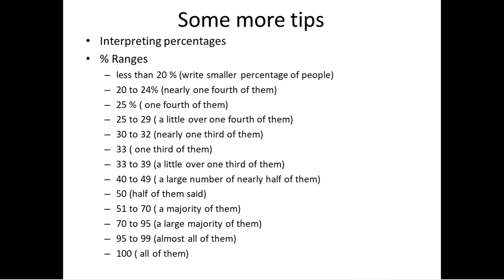If it is between 51 and 70, say a majority of them said. 70 to 79, a large majority of them said. 95 to 99, say almost all of them. If it is 100%, in a cell, you would say all of them said. I think that's the way you have to interpret for your fourth assignment.